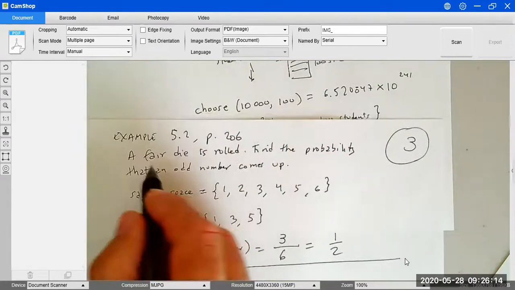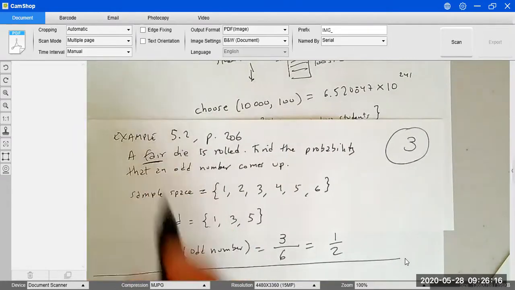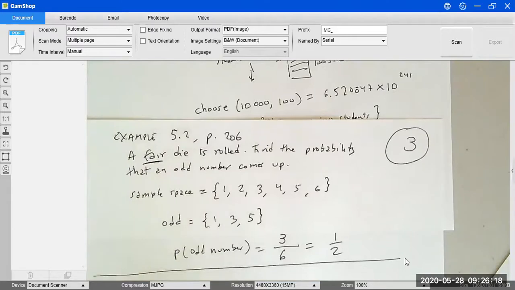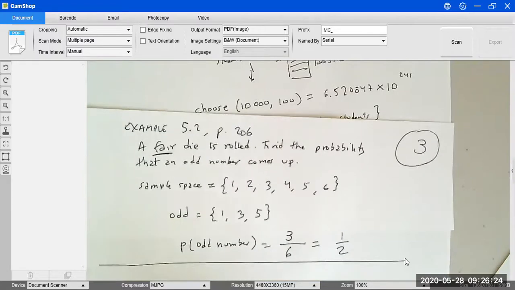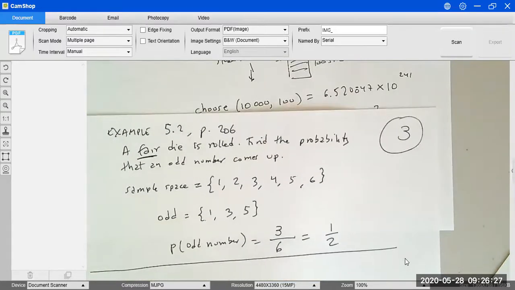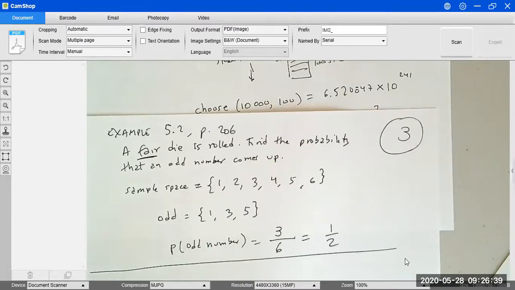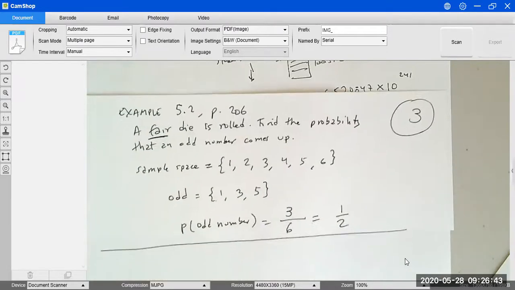So this is important. A fair die means that the probability of getting 1 is the same as the probability of getting 2, and it's the same as the probability of getting 3, and so on. If the die is not fair, then maybe it's a die that they are using in a casino. It might be that the die was manufactured in a way that the number 5 comes up more frequently than the other numbers, but that wouldn't be the case that we will be solving here.